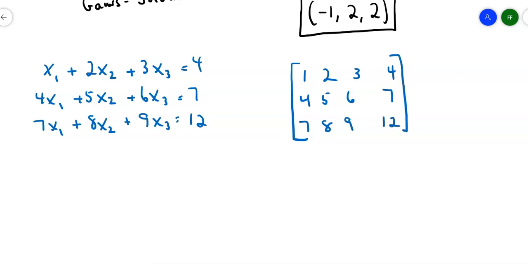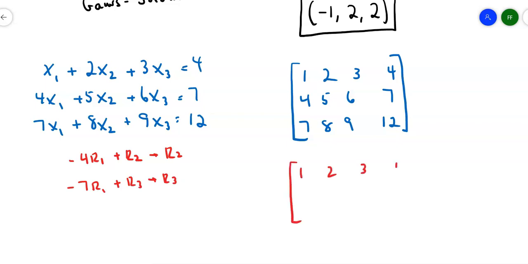Okay, first thing is let's get rid of the zeros under the first column. And so let's try to be efficient about this. If I do negative 4 row 1 plus row 2, answer goes in row 2. Negative 7 row 1 plus row 3, answer goes in row 3. All right, so the first row remains the same.